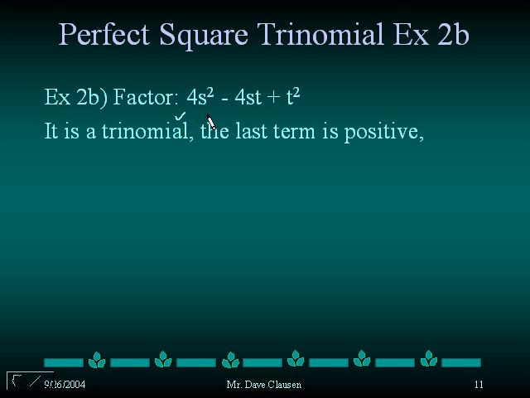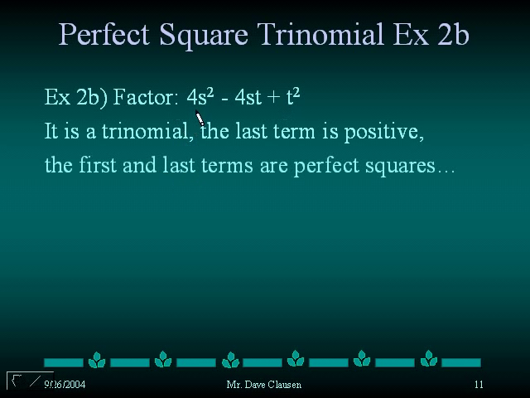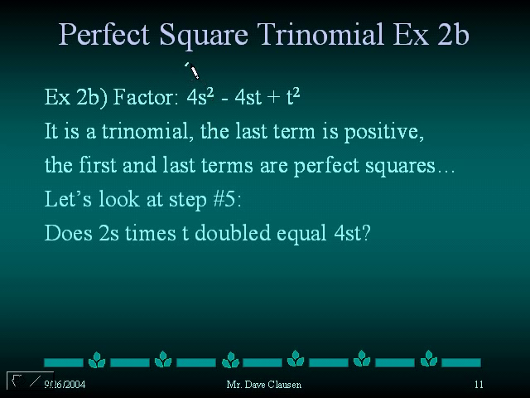It is a trinomial. The last term is positive. The first term is a perfect square. The last term is a perfect square. And let's see, we take the square root of the first one, 2s, square root of the last one, t. If we multiply those together, 2st, and double it, yes, we get the middle term.